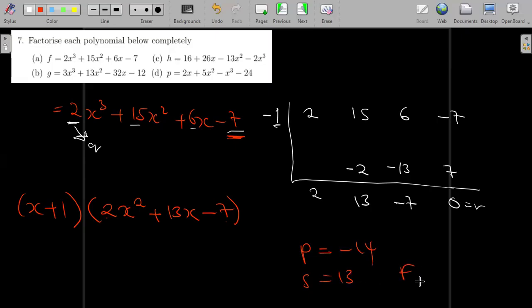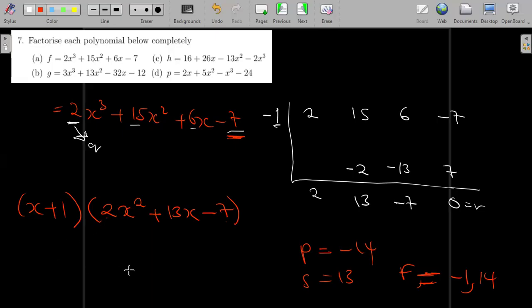What factors, if I add, give me 13? If I multiply, they give me what? -14. And that's just easily seen. That's -1 and 14. When I multiply these, I get -14. When I add, I get 13. So this is how it simplifies.